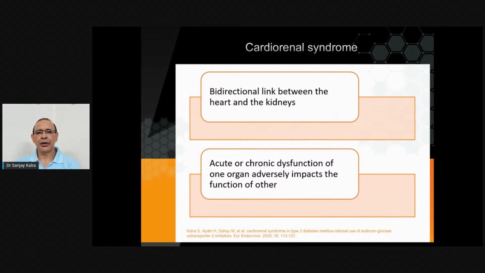It is also important when you have a patient with kidney disease to think of the heart, because there is a bidirectional relationship between both. So if you have a patient with heart disease, the chance of kidney disease is more. If you have a patient with kidney disease, the chance of heart dysfunction or heart failure is more. And these are the types of cardiorenal syndromes that we speak of.